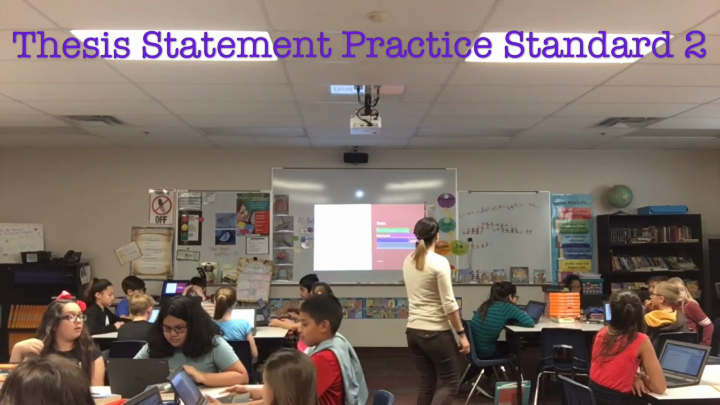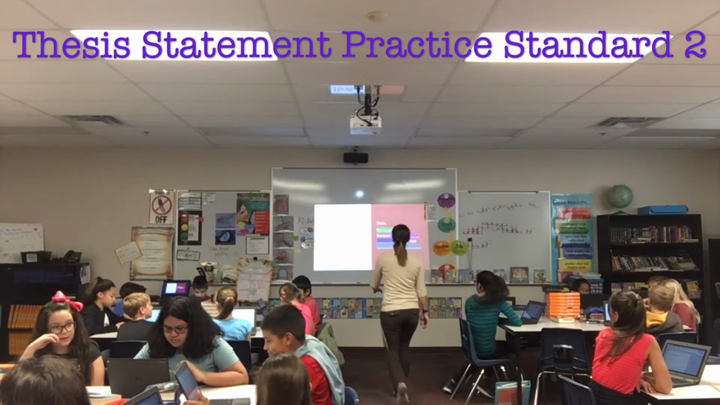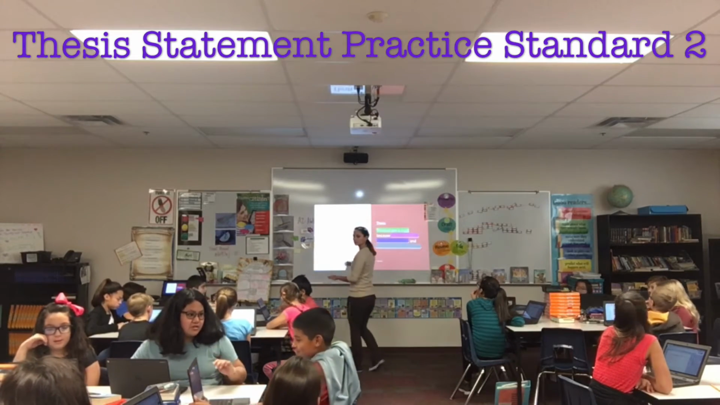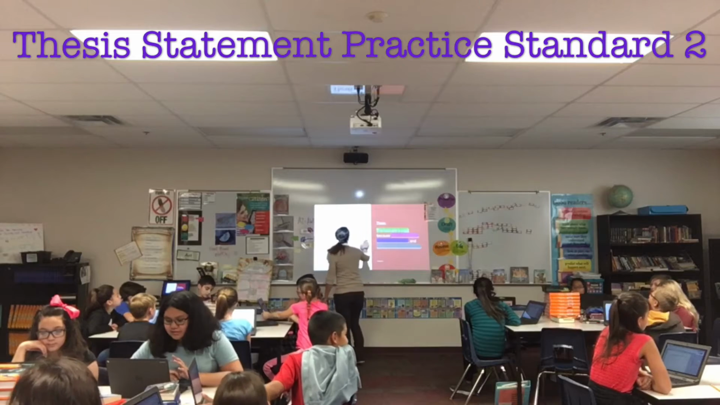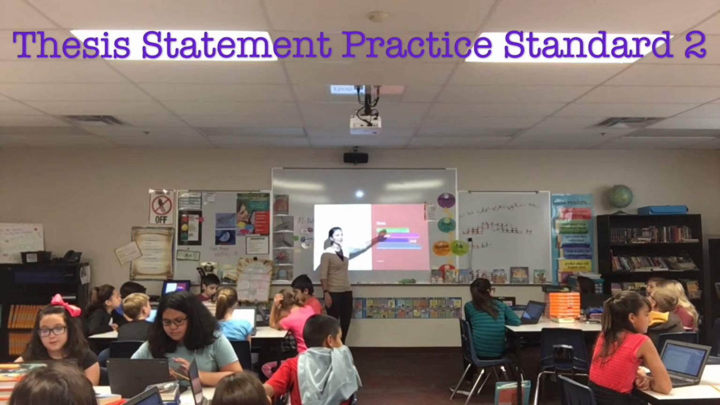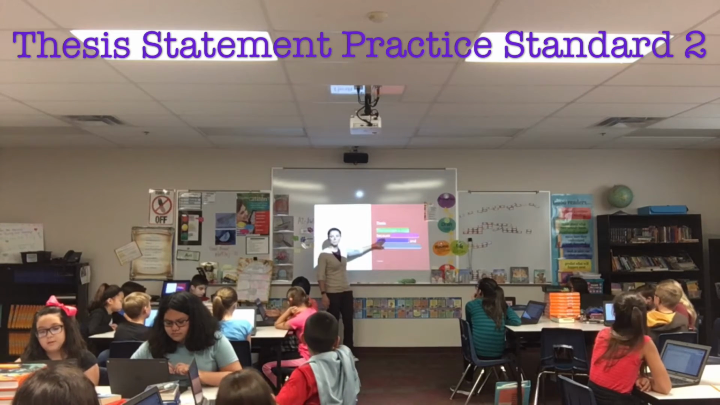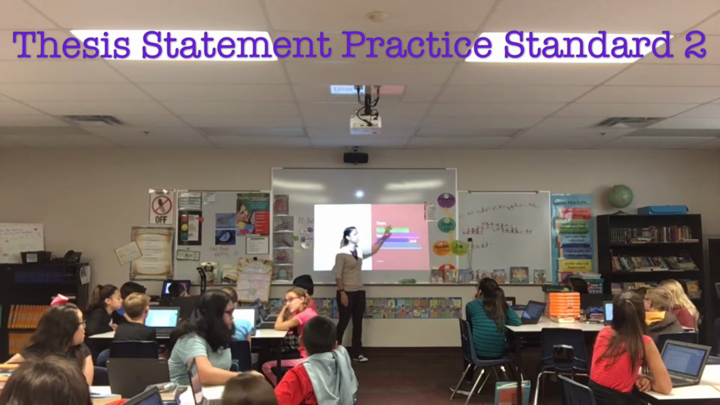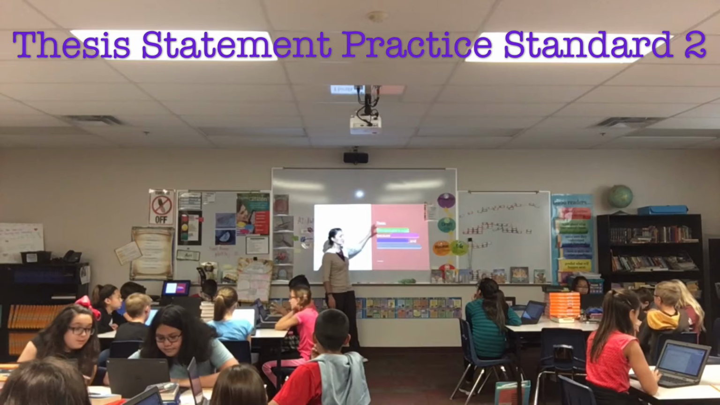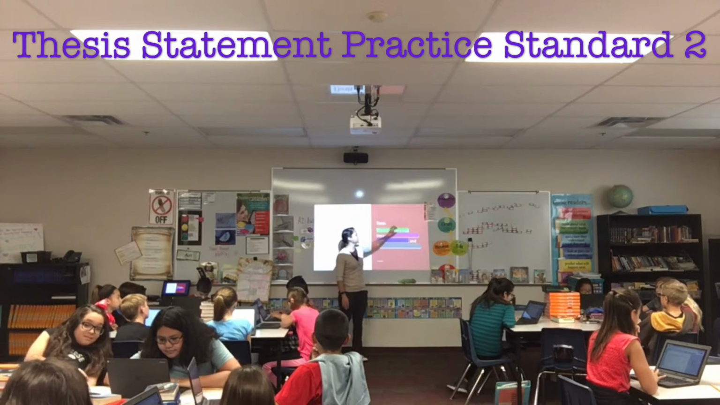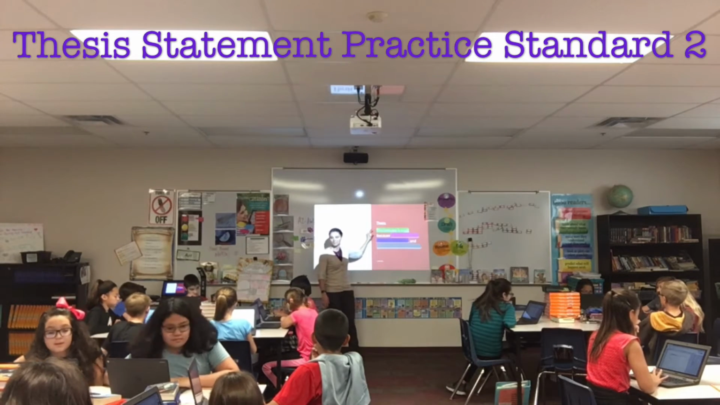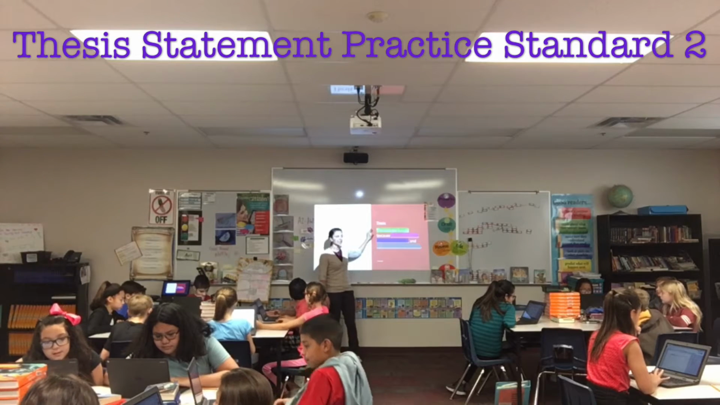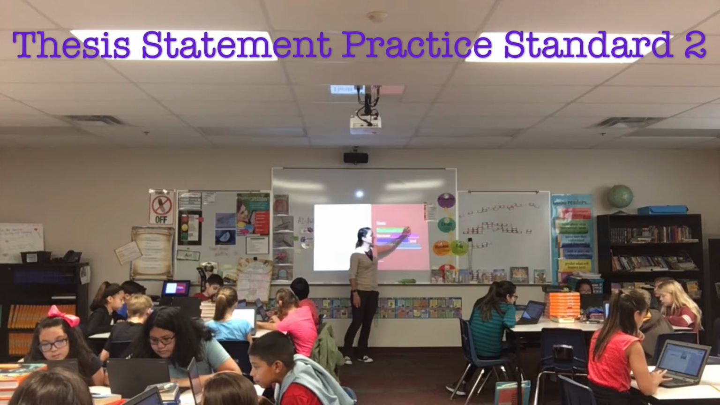All right. You can see here that we have different highlighted parts. Okay. So we're going to start with the claim. I want you to find the claim of your partner's thesis statement. I want you to highlight it this color green. So find their claim and use your highlighter and highlight that green.